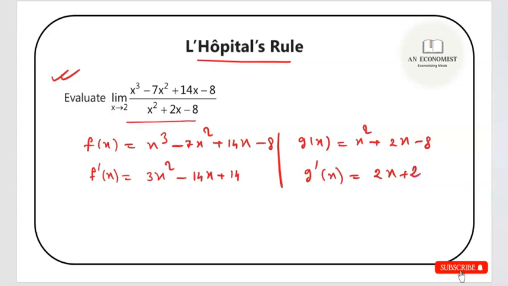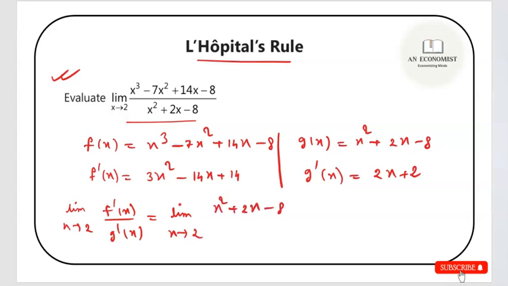Now this particular limit will be exactly equal to the limit as x tends to 2 of f prime x by g prime x, according to L'Hopital's rule. So find out this limit. X tending to 2, x squared plus 2x minus 8 divided by 2x plus 2. So put 2 instead of x, this will be 4 plus 4.